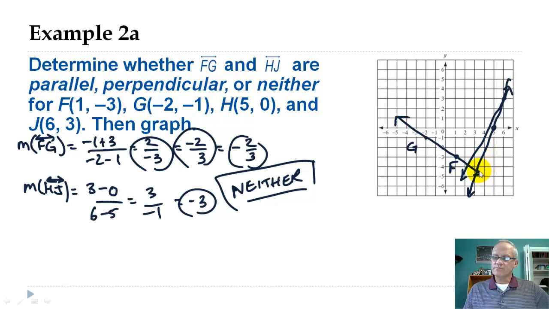Oh, you know what? Guess what? What did I just do there when I did HJ? I said a slope of -3, didn't I? Oh.